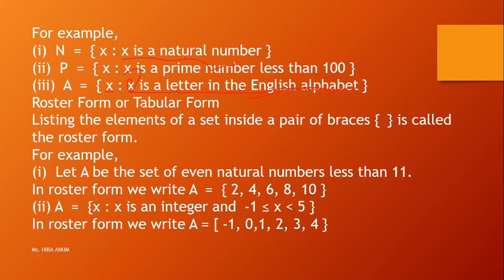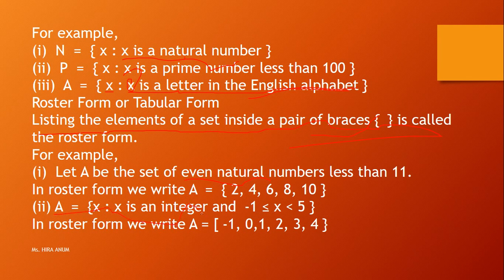Roster form or tabular form: listing all the elements inside a pair of brackets is called roster form. Normally we can write in this form. A is the set of even natural numbers less than 11. In roster form: 2, 4, 6, 8, 10. The even natural numbers are 2, 4, 6, 8, 10.